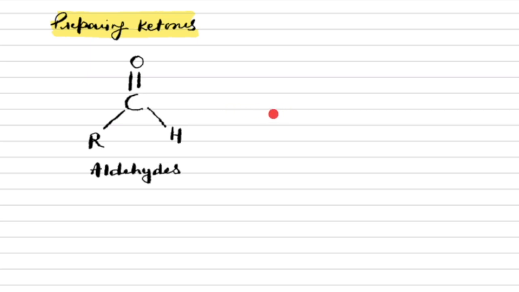Let's have a clear distinction between aldehydes and ketones. In ketones, we have a carbon with a double bond to oxygen, but on one arm we have an alkyl group, and on the other arm we also have an alkyl group. So there is no hydrogen in this case. If hydrogen is there, it will be called an aldehyde. If both arms have an alkyl group, we will call it a ketone. Ketones, ketones. We will call them ketones.